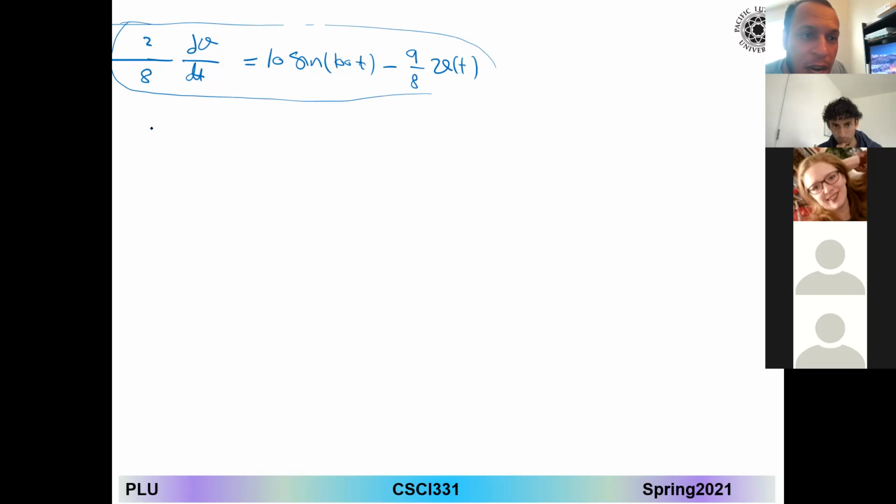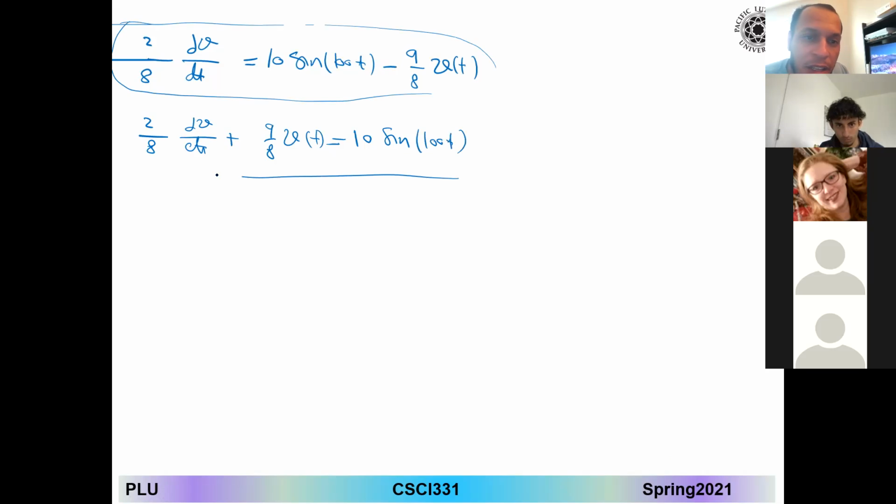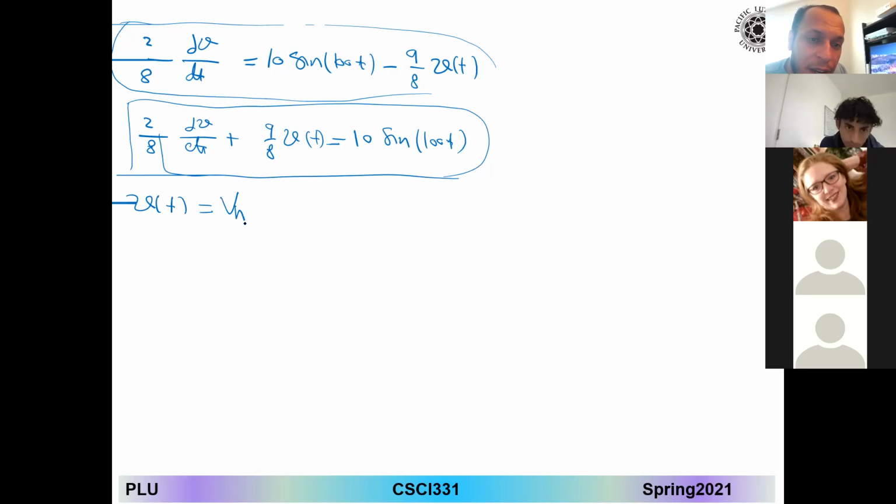If you want to write it the way that we started this chapter: dV by dt plus 9 divided by 8 V of t equals 10 sine 100t. Now this is my first-order differential equation. From here, I can find my x of t, which is basically Vn plus Vf.